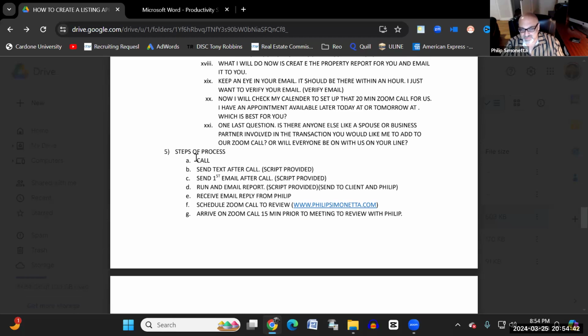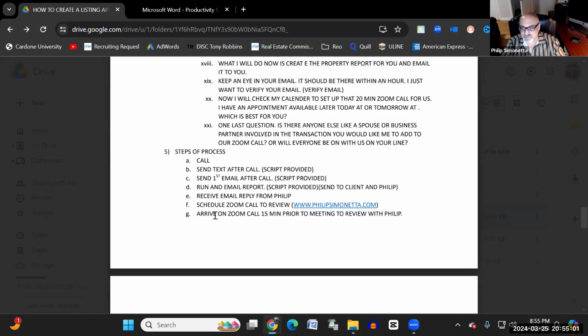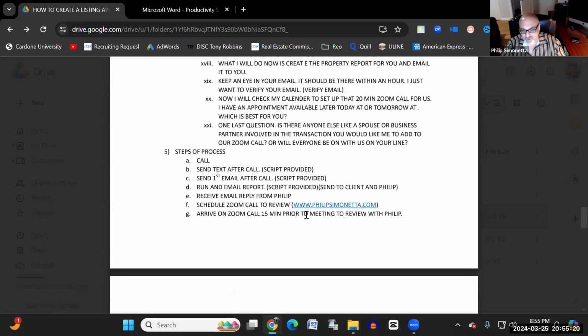So the steps of the process: you call, you send a text after the first call, you send an email after the call, you then run the report and send the report to the client and me. You receive an email reply from me. If you did not schedule the Zoom call prior to the email reply, after you get the email reply is when you call them and say, listen, I sent you the report, want to make sure you got it. Philip replied, he'd love to set up a Zoom call. What time can you do this? Because they saw it. You go there and you schedule the Zoom call. You arrive on Zoom 15 minutes early.